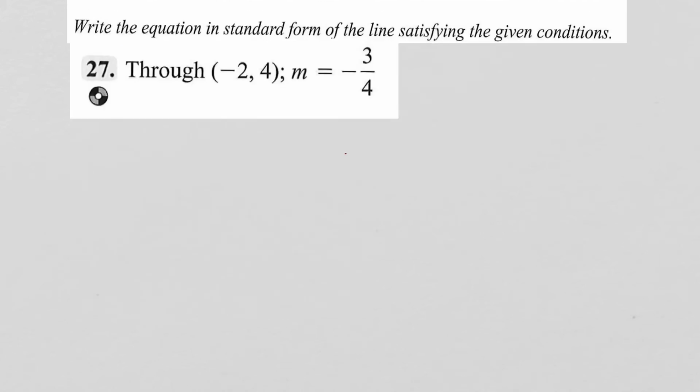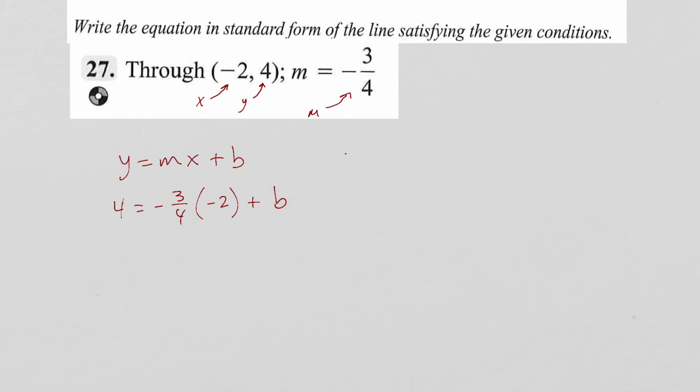All right, let's start with y is equal to mx plus b. Here's our y value, here's our x value, and here's our m. So we're going to start with y, which is 4, is equal to m, which is negative 3/4, our x, which is negative 2, plus b, and we're going to solve this equation for b.